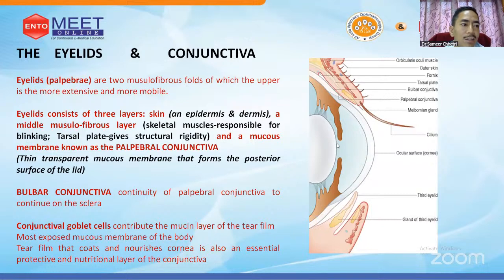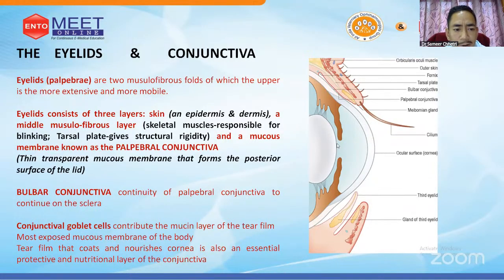Now coming to the eyelid and the conjunctiva. Eyelids, also known as palpebrae, are two muscular fibrous folds of which the upper is the more extensive and more mobile. Eyelids consist of three layers: skin, that is epidermis and dermis; a middle muscular fibrous layer, the skeletal muscles that are responsible for blinking, and also the fibrous portion, the tarsal plate, giving it structural rigidity; and the mucous membrane known as palpebral conjunctiva, which forms the posterior surface of the eyelid, and it's thin and transparent.